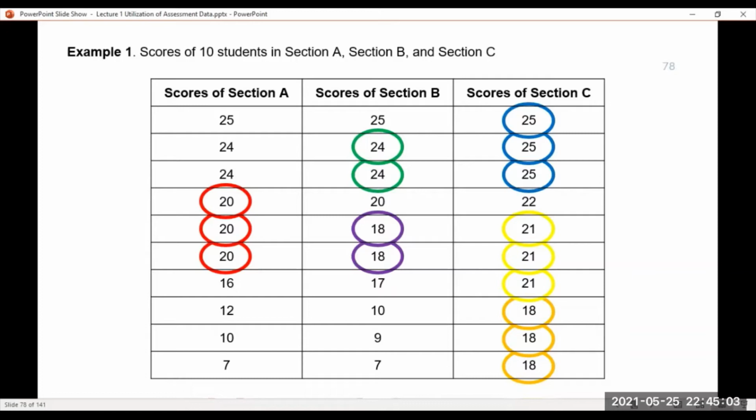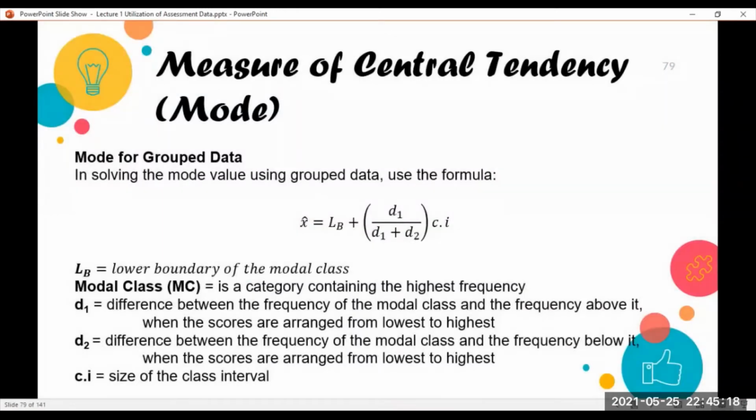Okay, so that is for mode for ungrouped data. So that is how you find or determine your mode and of course the classification of your mode. Next, let's proceed to the mode for grouped data.